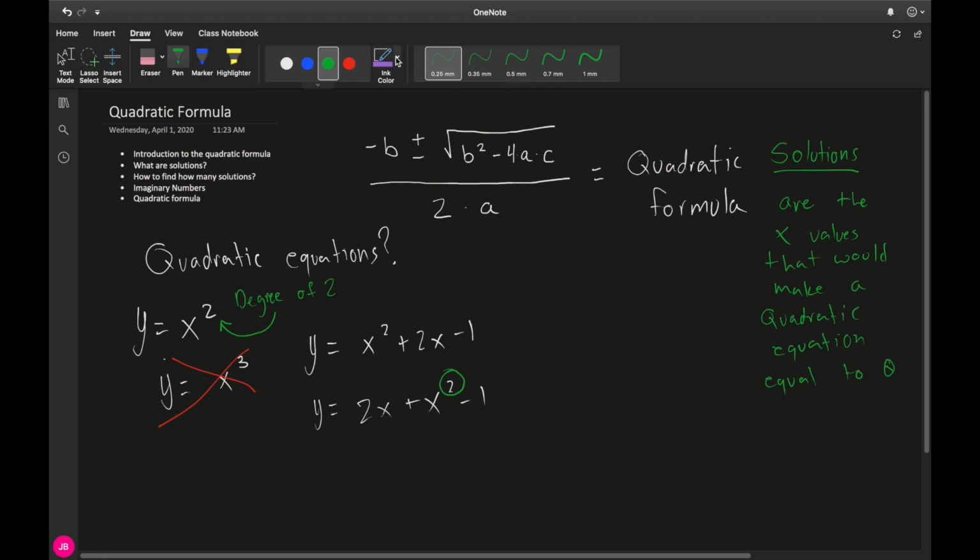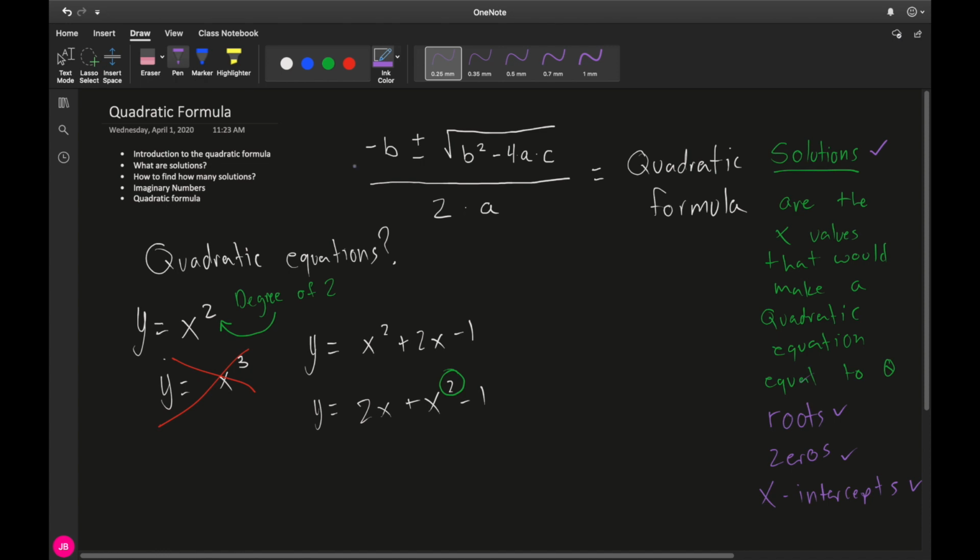Alright? So there's actually different names for solutions. We have covered this in the past, but you could call them roots. You could call them zeros. And when you see them on the graph, they're going to show up as x-intercepts. So solutions, roots, zeros, x-intercepts, we're going to use these terms interchangeably. So just make sure that whenever we talk about one of these, you know that we're just referring to the value for x that would make my quadratic equation equal to 0.